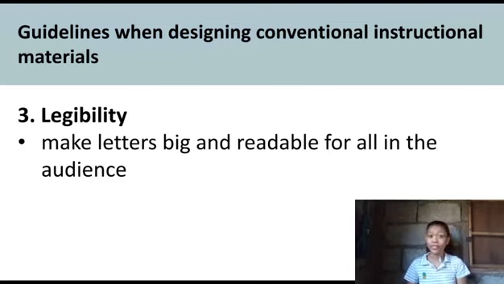Let's have the third on the guidelines, the legibility. So the idea of legibility is to make letters big and readable for all the audience or for all your learners, regardless of their position in the seating arrangement, at the back row, at the left corner, or at the right corner. So legibility can also be applied in the graphics that you use in your instructional materials. Make it big and readable.